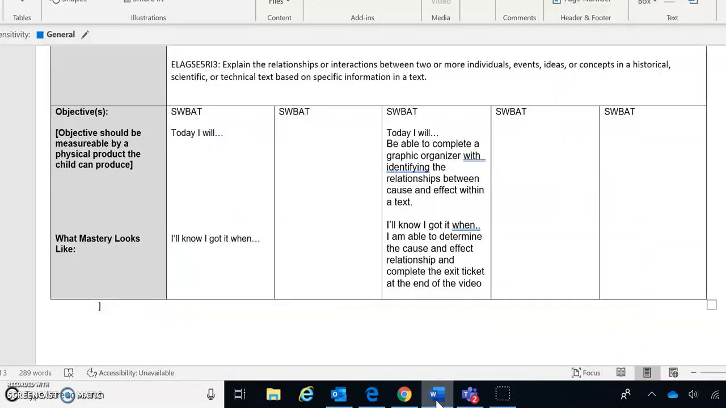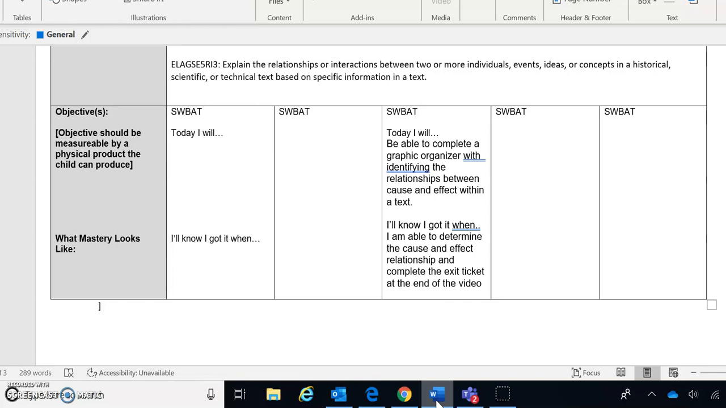The standard is ELA GSE 3 RI 3, which is explain the relationships or interactions between two or more individuals, events, ideas, or concepts in a historical, scientific, or technical text based on the specific information in a text.